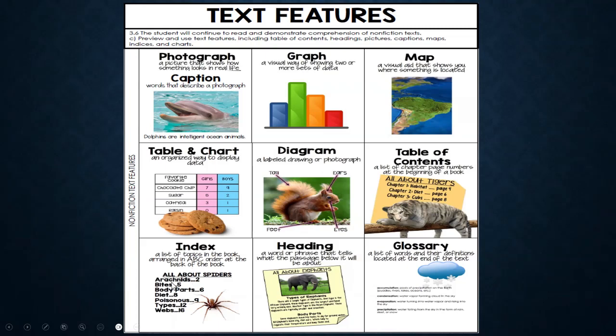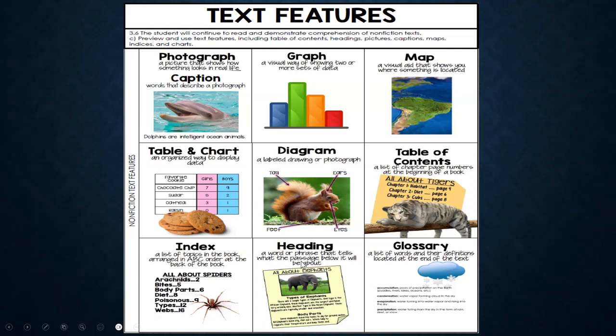So if you see some interesting words, you can look them up and find out what page they're on. All about spiders. You want to know about arachnids? Look on page 2. About bites? Look on page 5. About body parts? Look on page 6. About diet? Look on page 8. And what about poisonous? Look on page 9. And different types, look on page 12, and webs, look on page 16.